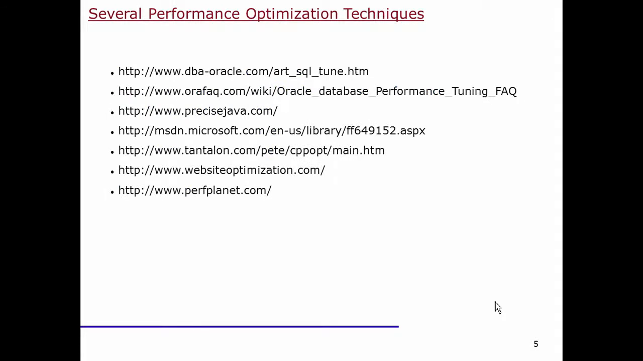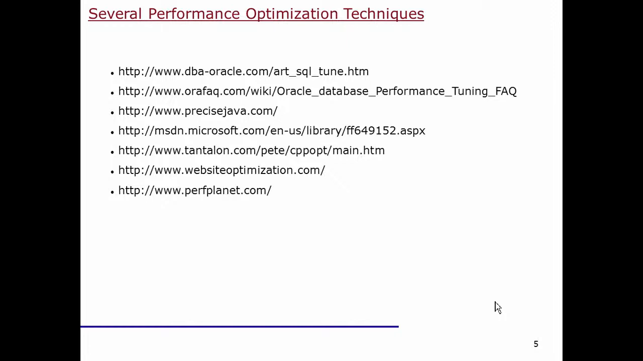Now when it comes to optimization, profilers help you figure out where your problems are. To fix the problems, you can try out a number of techniques, and we'll not go through these in the slide deck here, but instead I'll give you these pointers. For databases such as Oracle, there are some very good links like the first two. For Java optimization, precise-java.com is an excellent site. For Microsoft .NET, you can go to msdn.microsoft.com, the link provided there.